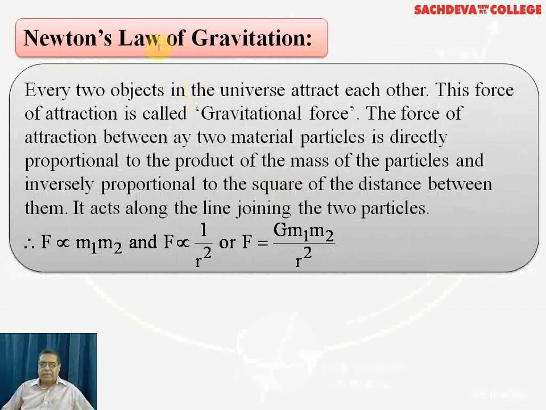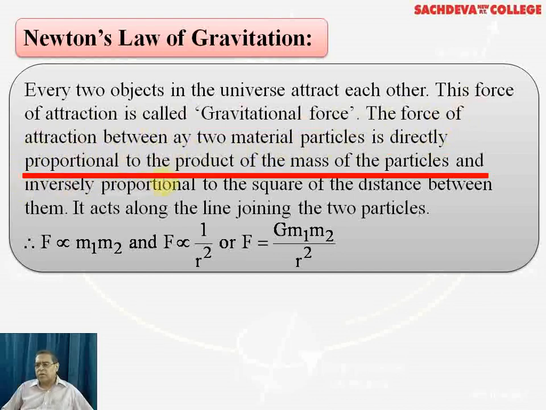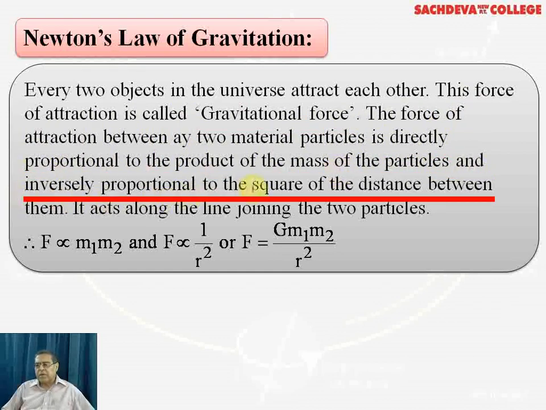So the same statement is written here, which I have just now explained: every two objects in the universe attract each other, and this force of attraction is called the gravitational force. The force of attraction between any two material particles is directly proportional to the product of masses of the particles and inversely proportional to the square of the distance between them.